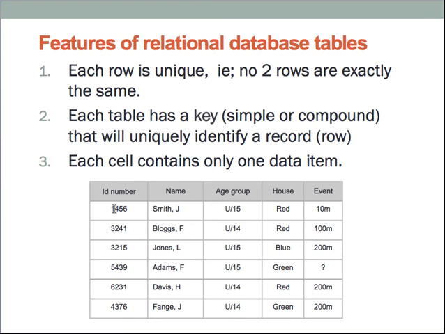Sometimes a key will be what we call a simple key, in other words, it only uses one field to identify all of those rows. Sometimes we'll call it a composite key or a compound key, which means sometimes we need to take two fields and combine them in order to create our key field, a unique identifier field. And one of the other rules is that each cell can only contain one data item. If you have more than one data item inside one of these cells, then that is not conforming to the rules of a relational database.